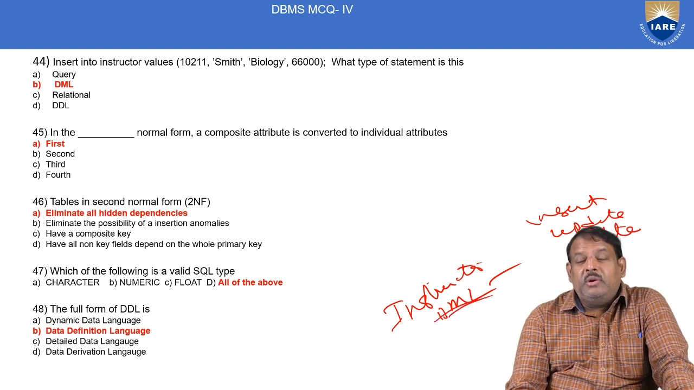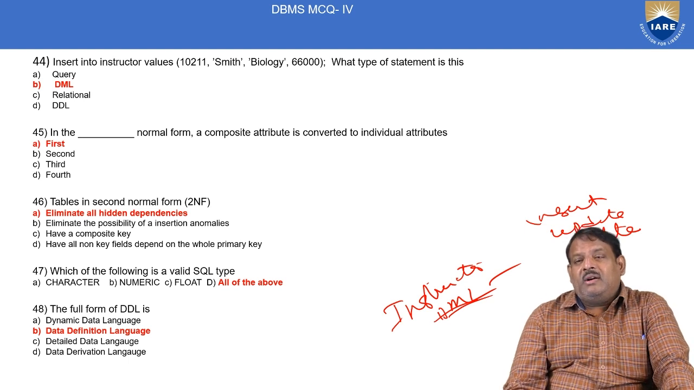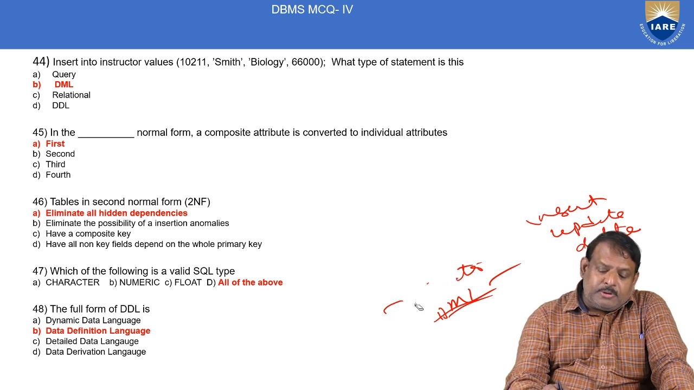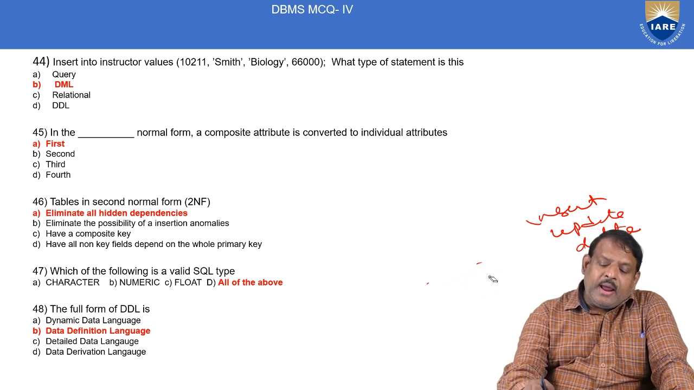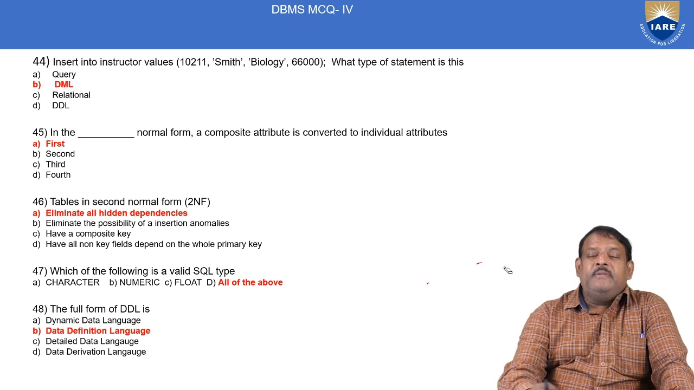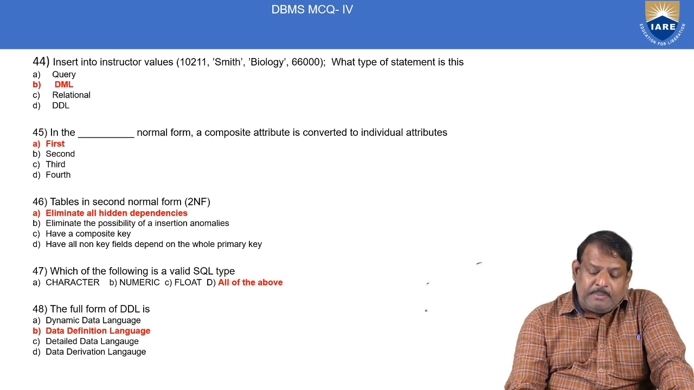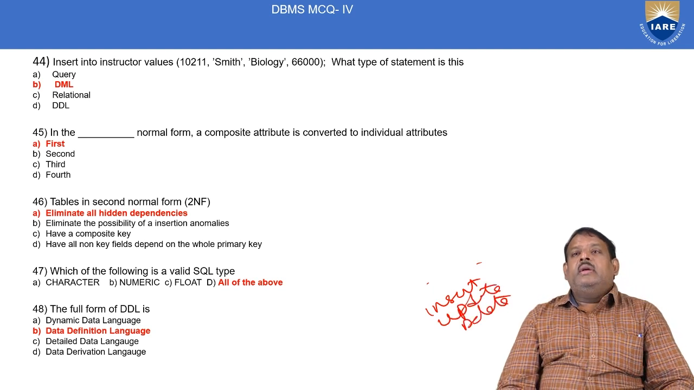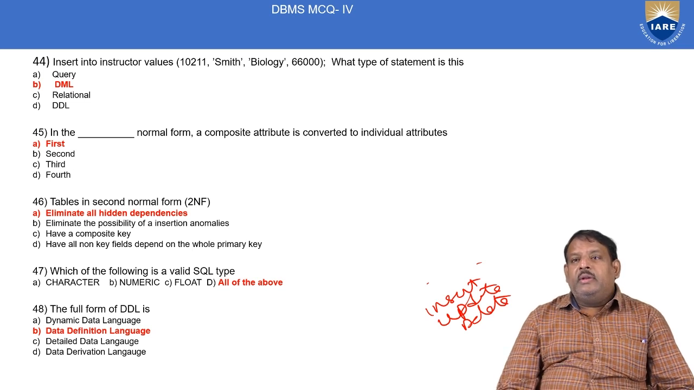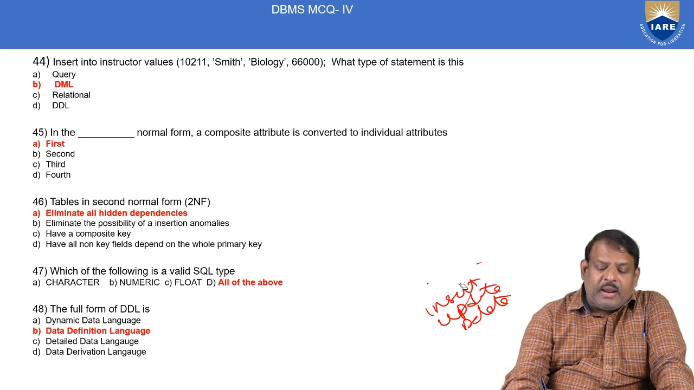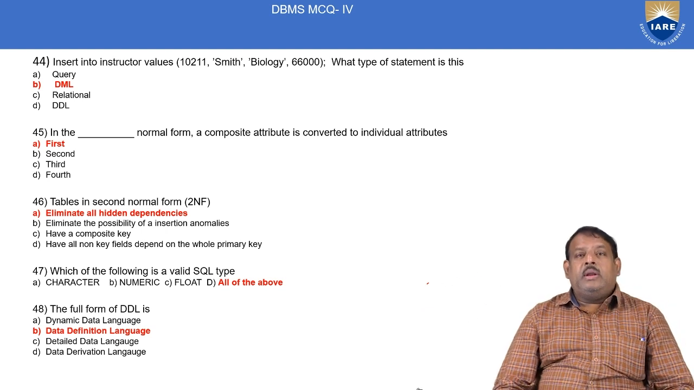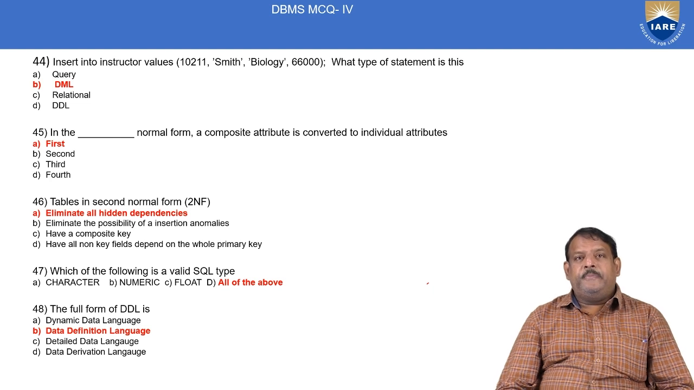So DML is only to insert, update, or remove records from an existing structure. The structure must already be available, and using these three commands, insert, update, and delete, you can manipulate the data. So the right answer would be number 4. Number B, 44. Answer is B.